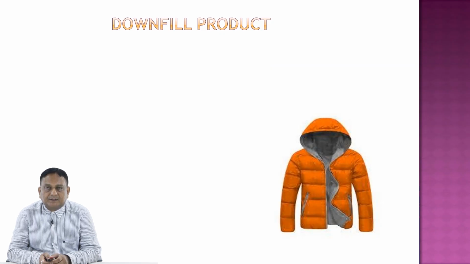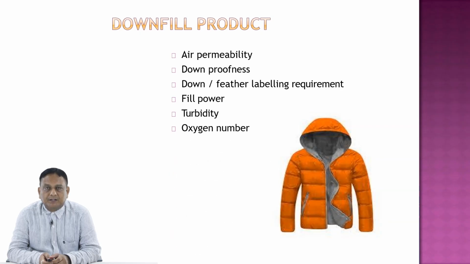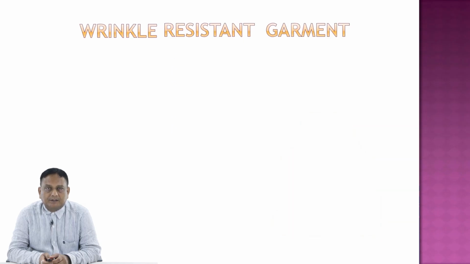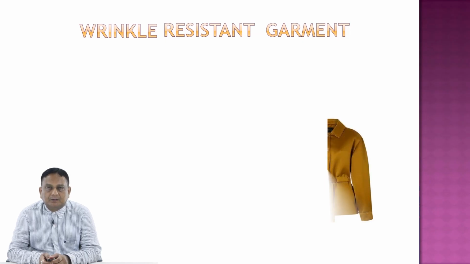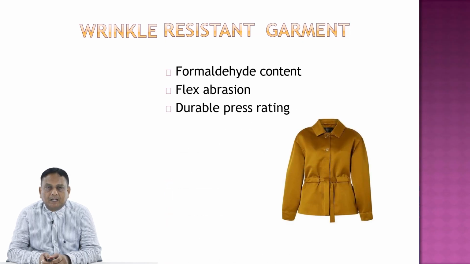Then if you come to the down-fill type of products used for winter seasons and other challenging climates, their air permeability, down-proofness, then leveling, fill power, turbidity, oxygen number, all these things are tested. Then comes the wrinkle resistance garment. This is also a technical garment. So what are the tests required for this wrinkle free garment? Formaldehyde, because resin is used here, then flex abrasion and durable press rating. So these are the three important tests involved in those garments.